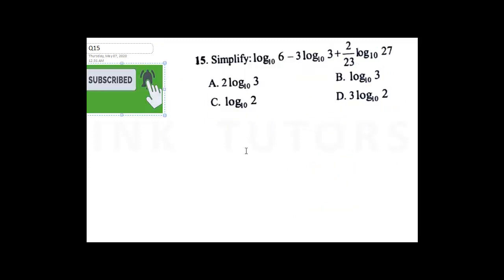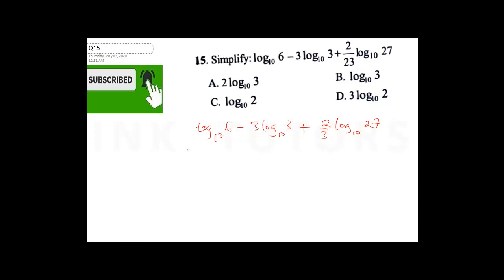So question 15 says evaluate this log. Now one thing I'm going to let you know, while trying to solve this question, I found out that whoever set this question did not get it correct. So I'm going to set the correct question. So it's log 10 6 minus 3 log 10 3 plus 2 over 3 log 10 27. Now, one of the things you're going to notice in this logarithm is that everything is in factors of 3. So play along the factors of 3.